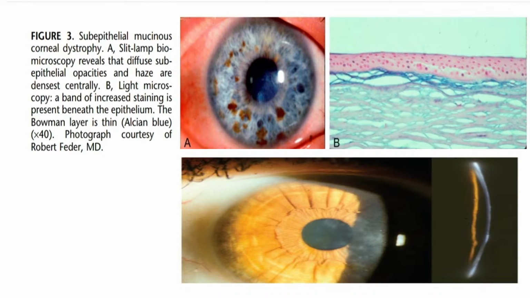This is subepithelial mucinous corneal dystrophy on slit lamp biomicroscopy: central haze and opacity. And on light microscopy, a band of increased staining is present beneath the epithelium. The Bowman layer is thin, and it is Alcian blue positive.